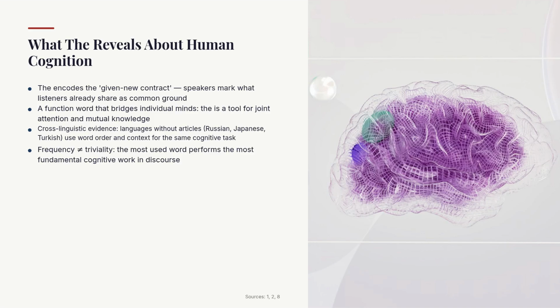It is remarkable that the most frequent word in English is not a concrete noun like "time" or "person," but a function word whose sole purpose is managing shared attention between minds. Languages that lack a definite article, such as Russian, Japanese, or Turkish, must use word order, context, or other devices to accomplish the same cognitive task, which tells us that definiteness is a universal cognitive category, even when it is not grammatically marked on the surface.